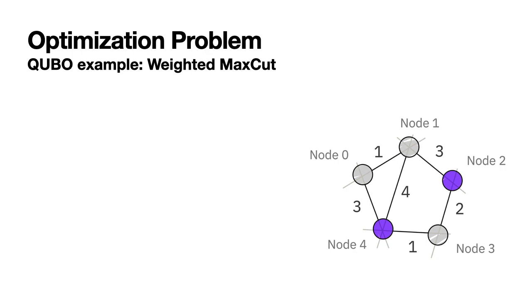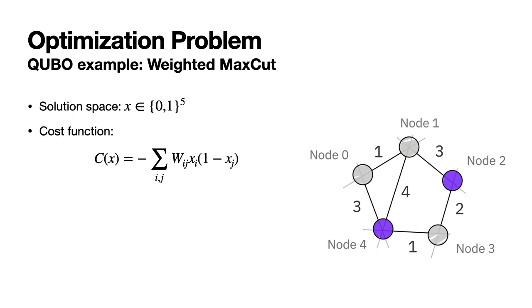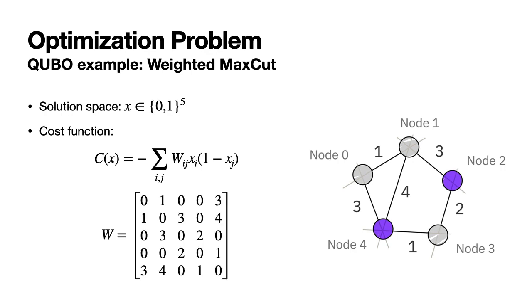We can represent the solution by a bit string. In this figure, nodes 1, 0, 3 are colored gray, and nodes 2 and 4 are colored purple. We can use the bit string 00101 to represent such a partition. Of course, it's equivalent to use 11010. We can turn the problem into maximizing the cost function of this form, where W encodes the weights of all the edges.